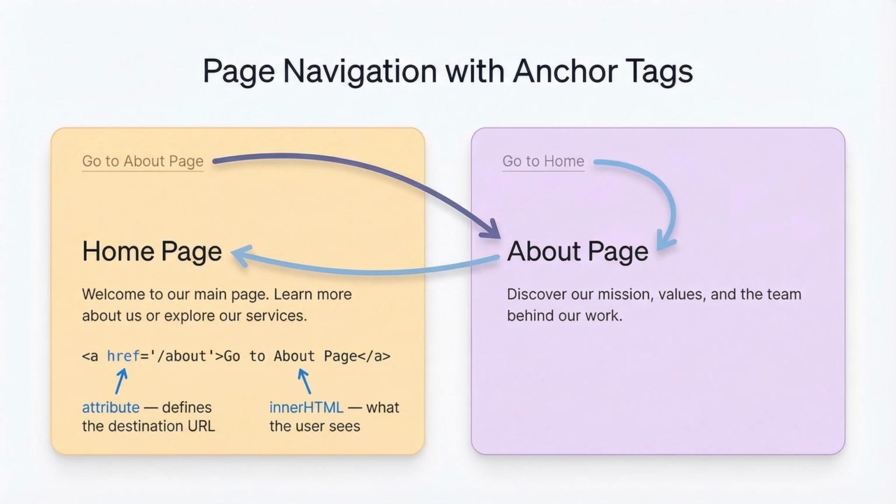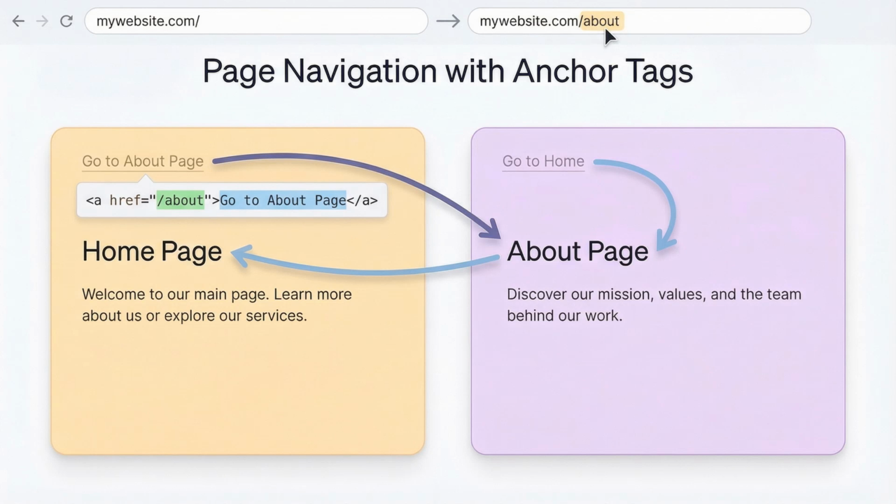To create a link in HTML, we use the anchor tag, written as the letter A. This tag has two important parts: the href attribute, which defines where the link should take the user, and the inner HTML, which is the visible text the user actually sees and clicks on. So href handles the internal routing, and inner HTML handles the display. So for the About page link, the href value would be /about, which is the internal path to that page. And the inner HTML, the clickable text, would say something like "Go to About page." When the user clicks it, the browser navigates to that path and loads the About page.